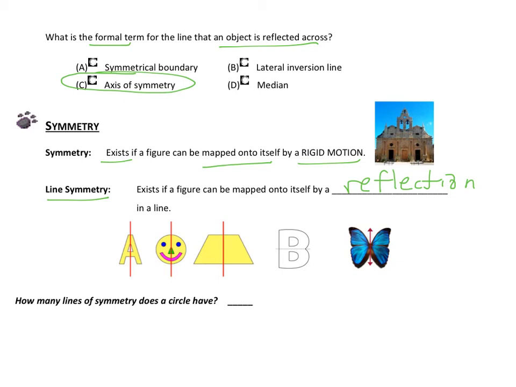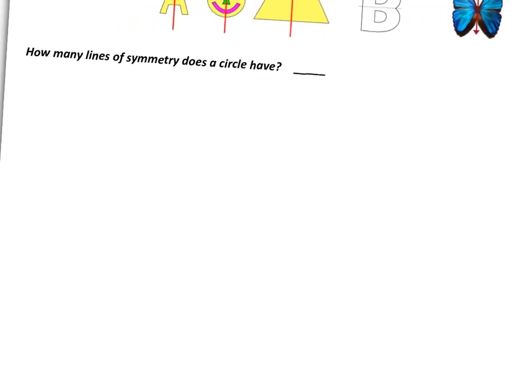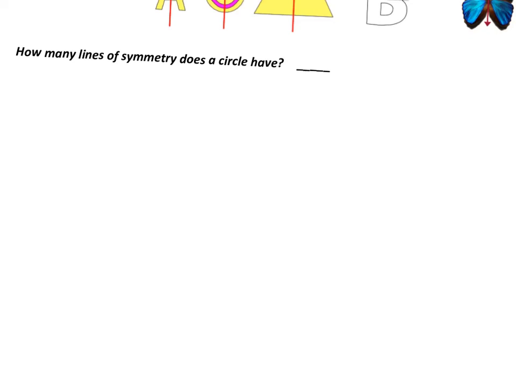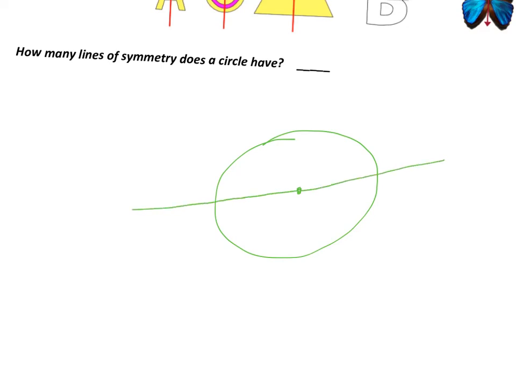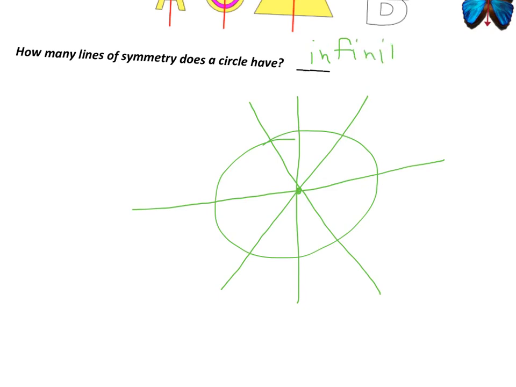How many lines of symmetry does a circle have? Well, if we had a circle, imagine that's a perfect circle, not an oval. There's a line of symmetry. There's a line of symmetry. There's a line of symmetry. And in theory, we actually could have an infinite number of lines of symmetry because we could always draw another line of symmetry in any place on the circle.